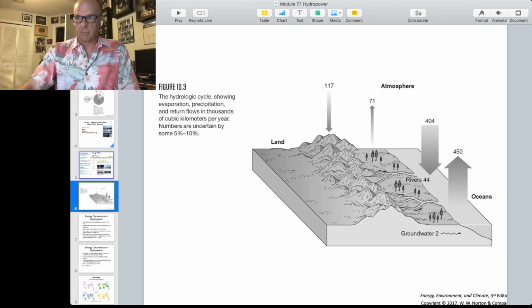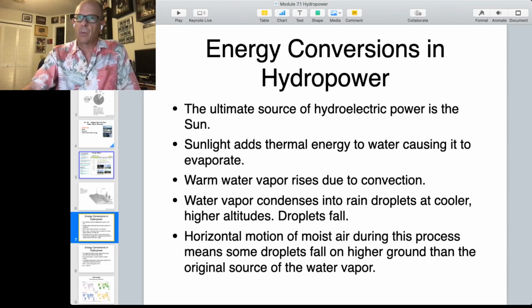So we have a net transport of some of that water vapor falling back down onto land, and that water needs to make its way back to the oceans, or the oceans would empty out. So that water just runs downhill, 44,000 cubic kilometers making their way back into the oceans through rivers, and a tiny amount through groundwater.